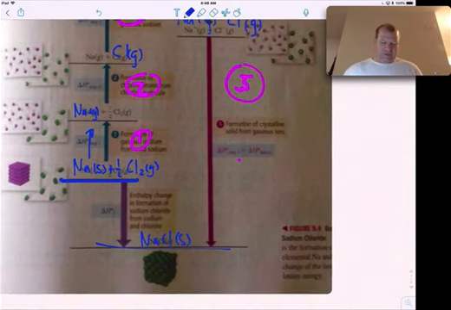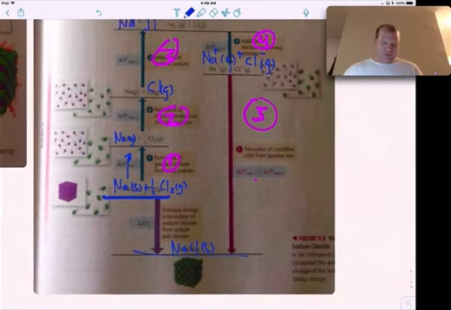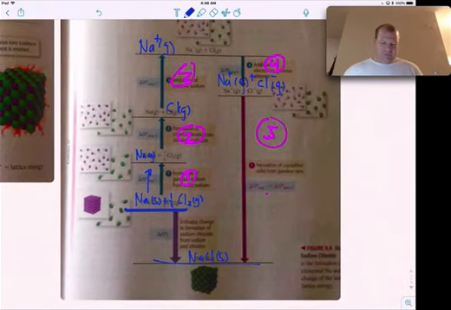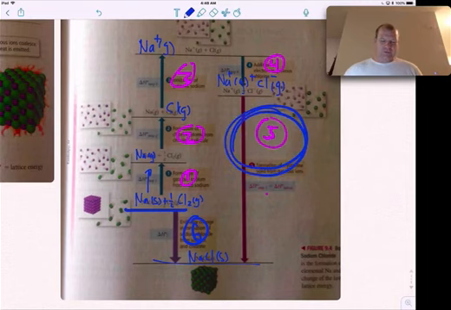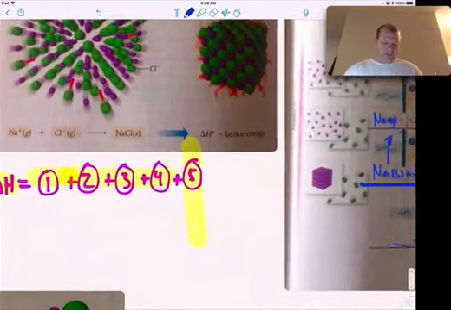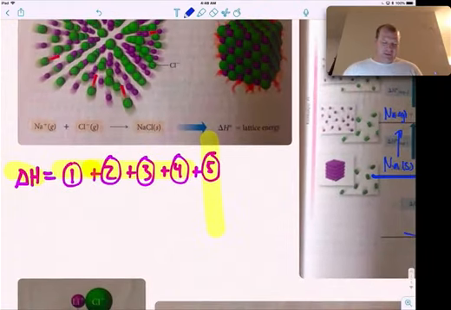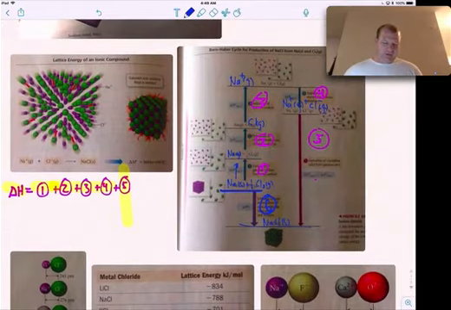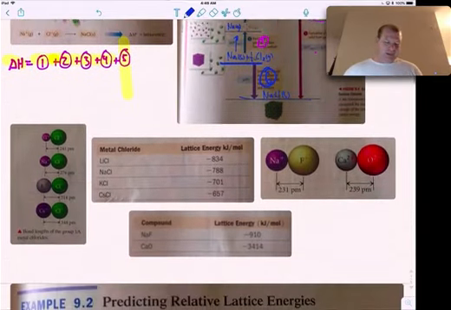If we know all these things, if we know all of these, we can determine what the lattice energy is via thermodynamics, the state function thing. So the delta H of the overall reaction are these steps, and I've labeled them 1 through 5. So that's the Born-Haber cycle.